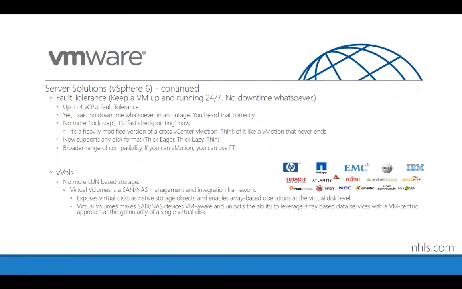The cool thing too is the old versions of fault tolerance didn't support any format. You had to use a thick eager provision disk, but now you can use a thick lazy disk, or even thin provisioning. It also keeps separate copies of the actual disk file. In the old version, you had to have shared disk, whereas now you don't. You get a broader range of compatibility. So basically, if you can vMotion a VM, you can use fault tolerance.